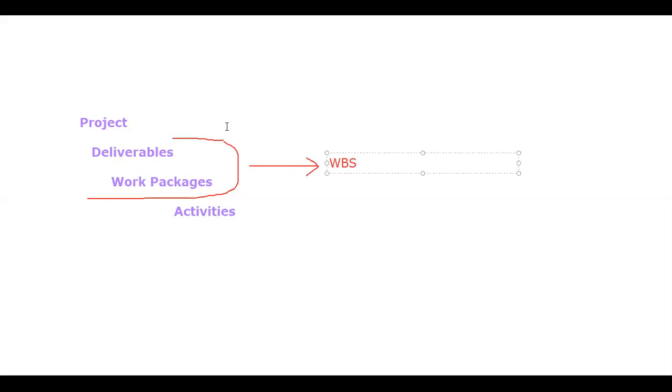What is a deliverable? The higher level of WBS. What is a work package? The lowest level of WBS. Okay, and what is an activity? The lowest level of the project.